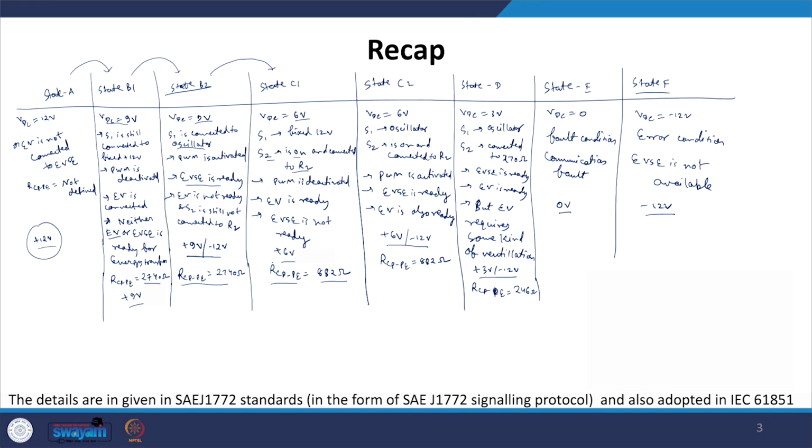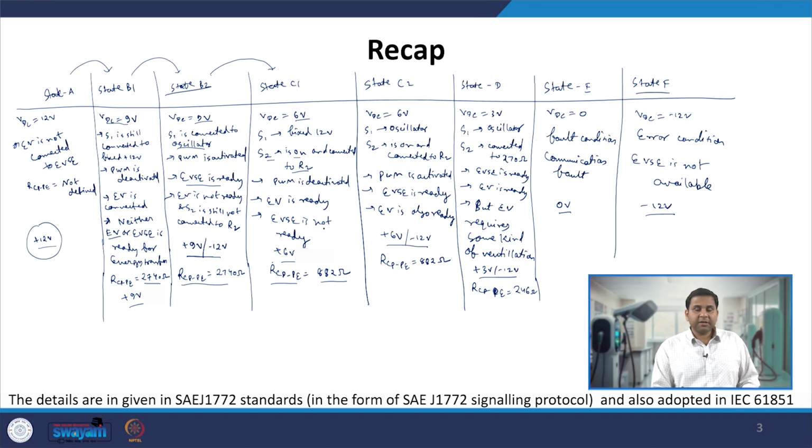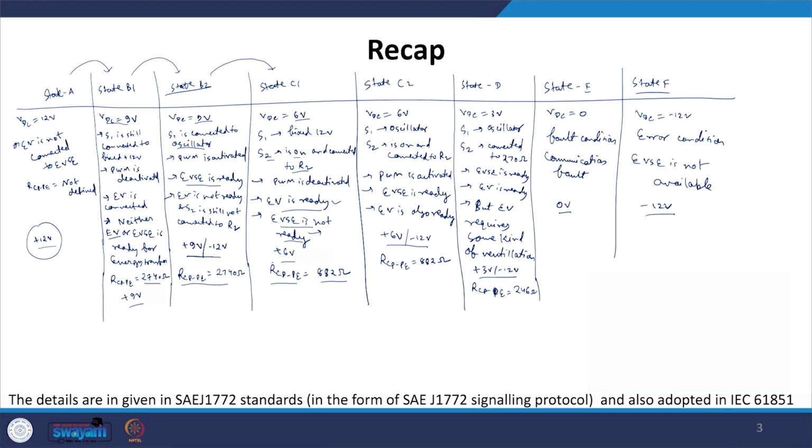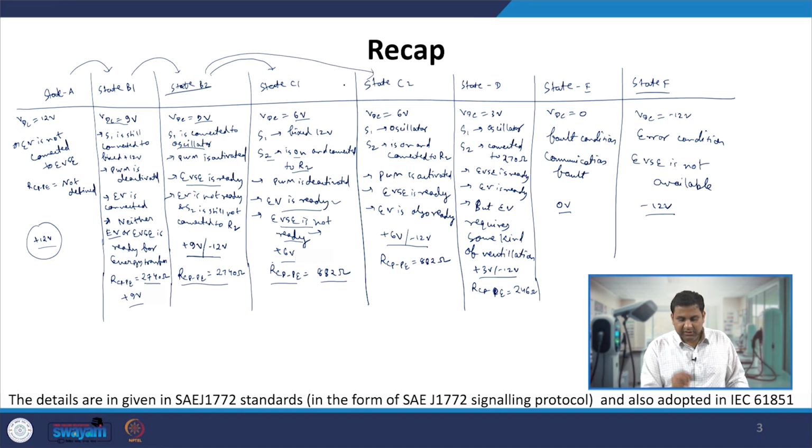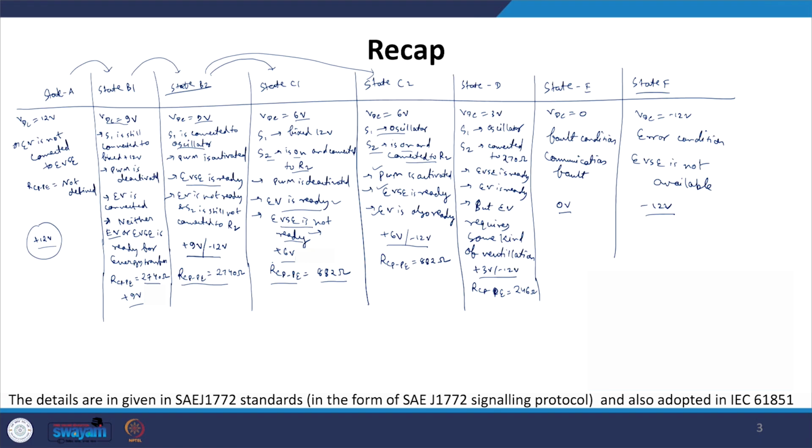Again, in state C there are two states, C1 and C2. There could be a possibility that PWM is deactivated because of some problem in EVSE. So, if the PWM is deactivated, it indicates EVSE is not ready. However, since the VDC voltage is 6 volt, it indicates that EV is ready for energy transfer. Then in case the EVSE does not have any problem, from state B2 it will directly go into state C2. In state C2, S1 is connected to the oscillator, PWM is activated, S2 is on and connected to R2, that indicates the EV is also ready, and since the PWM is activated, EVSE is also ready.